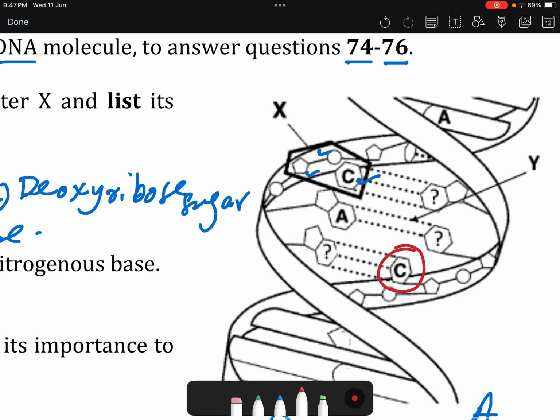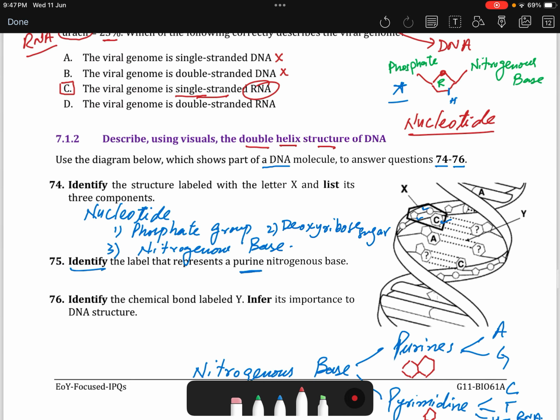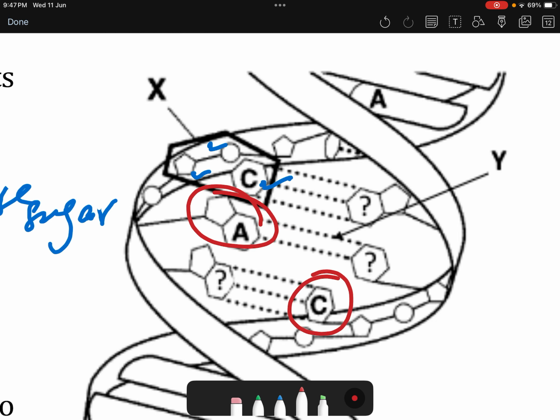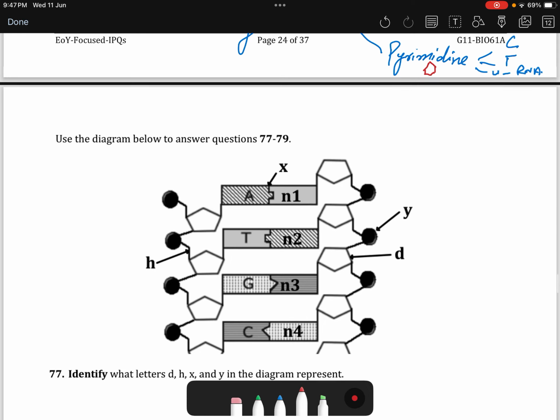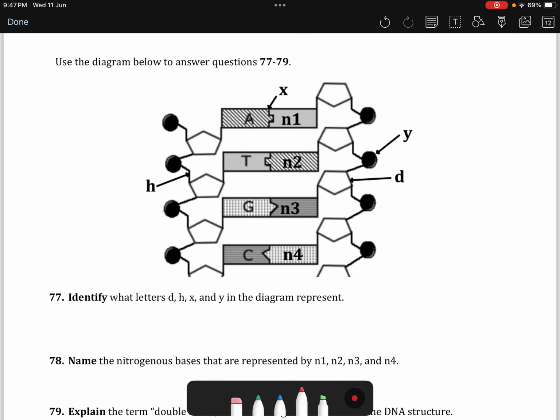So it's either this C or this A, so of course double ring is A, so it's a purine. Identify the chemical bond labeled Y, so we need to see the bond. This is the dotted bond over here which is connecting the purine and pyrimidine, so this is a hydrogen bond. And how this is important to the DNA structure, because it joins the nitrogenous bases together. Use the diagram to answer 77 till 79.